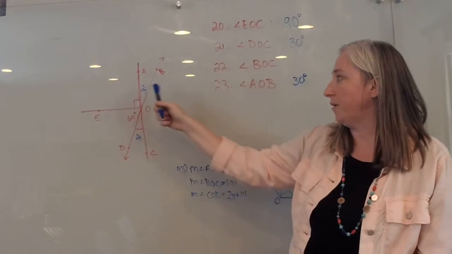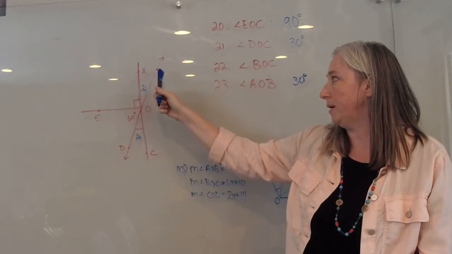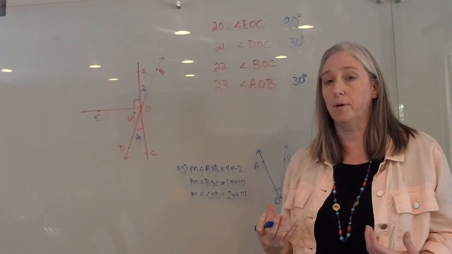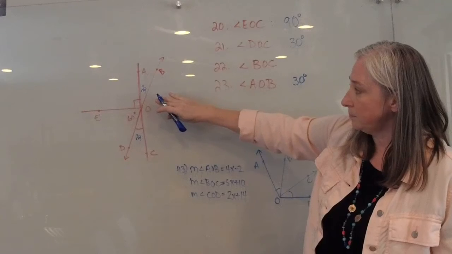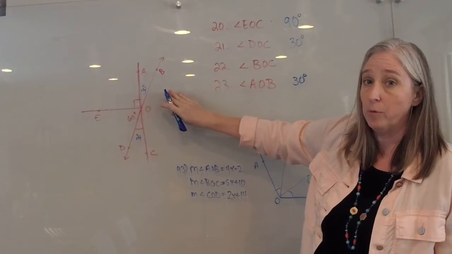And then finally, now that I know AOB, I can find angle BOC. If I put AOB and BOC together, they make a straight line. They're supplementary, which means they are 180 degrees together. So 30 degrees subtracted from 180 would give me this angle, which turns out to be 150 degrees.